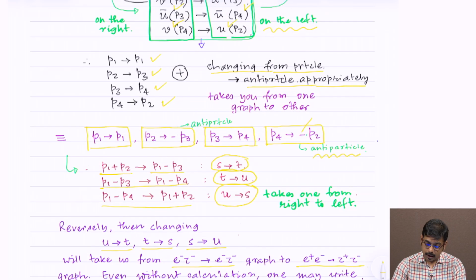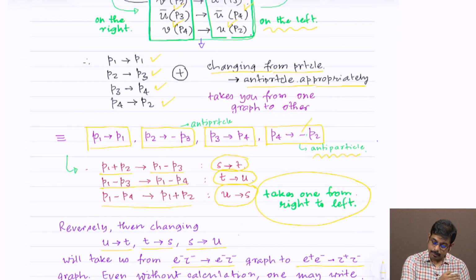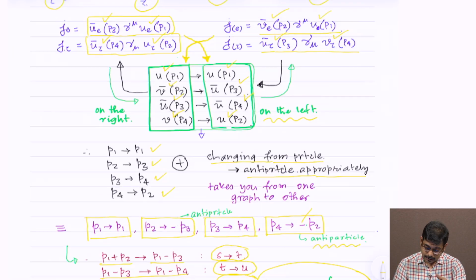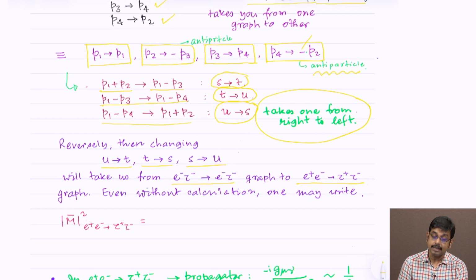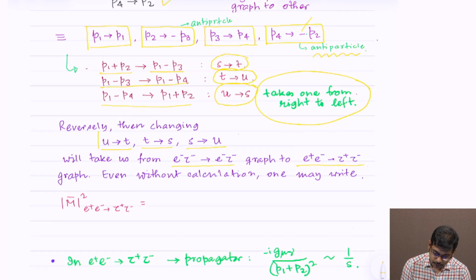So this was the process when we are actually doing this transformation from right to left. Right to left means E plus E minus to tau plus tau minus, but actually what we calculated was E minus tau minus going to E minus tau minus. So it's a reverse transformation. So T goes to S, U goes to T, S goes to U. So that's what we have to do.